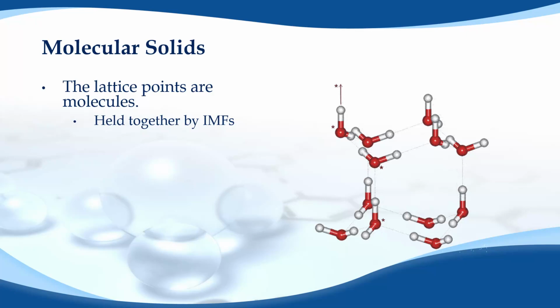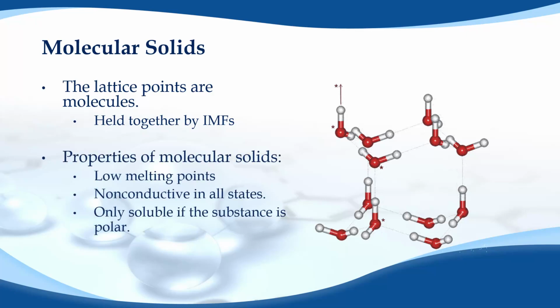Now, because these intermolecular forces are much weaker than a covalent or ionic bond, that gives them lower melting points, right? Water, for example, melts at 0 degrees Celsius. Sugar, which is also a covalent compound, will melt at around a couple of 100 degrees Celsius. So, a lot lower melting point than that of even table salt.